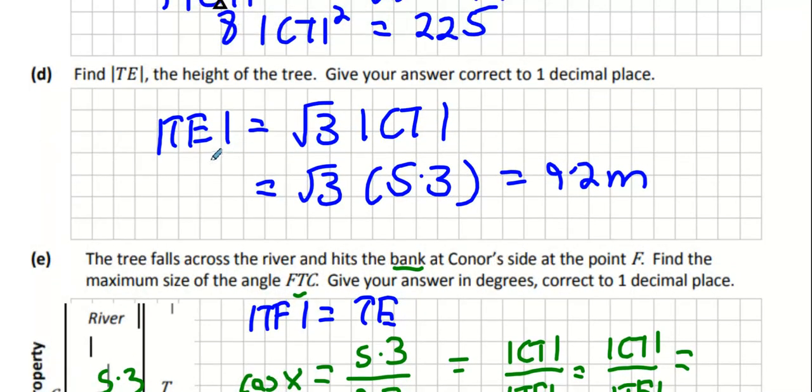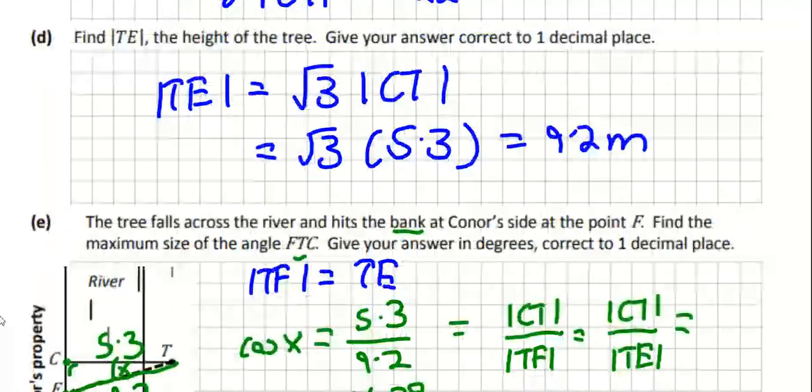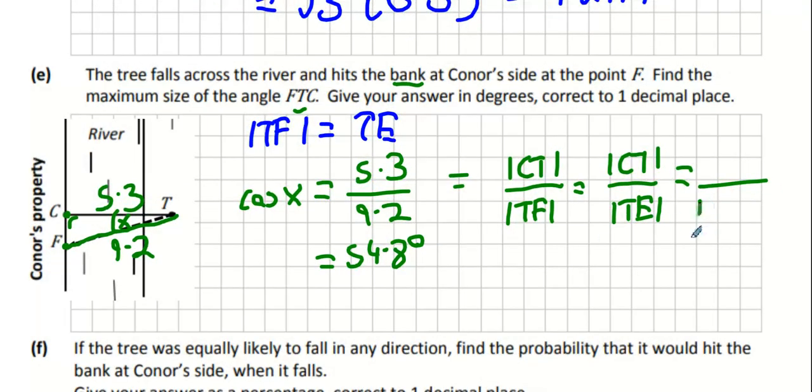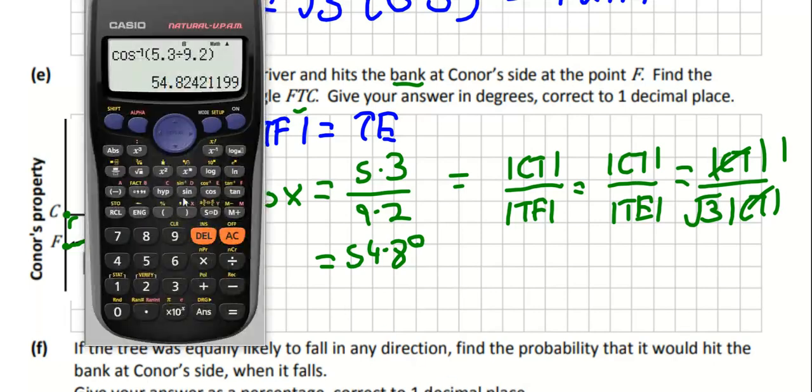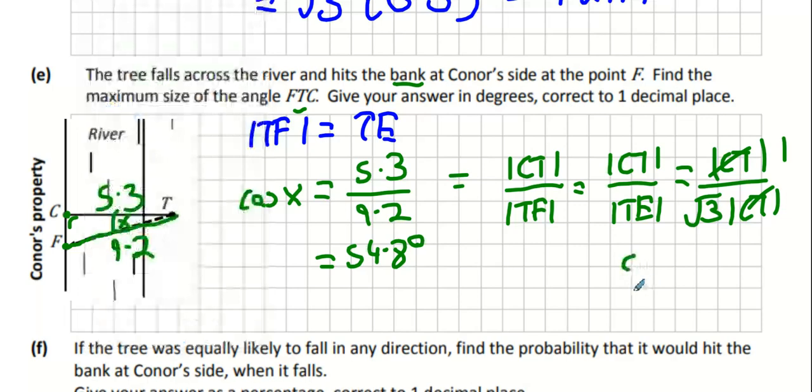TE is root 3 CT. So it'd be root 3 CT on the bottom, and a CT on top. The two CTs cancel to give you 1 over root 3, and instead you're going to cos inverse 1 over root 3. Fair play to anybody who does maths like that. You're going to get a great job somewhere, and some people might get 54.7 instead. I wouldn't imagine they take anything off for rounding, but there we go.